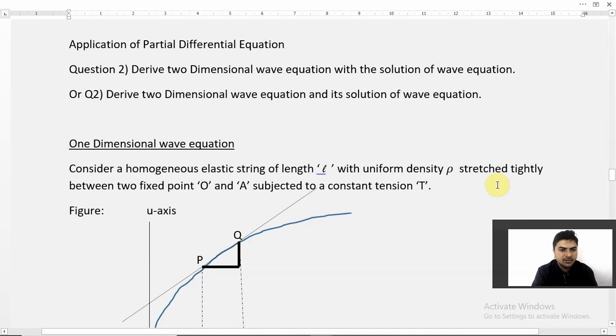Whenever we start deriving wave equations, friends, please be there till the end of the video. I'm going to derive wave equation and its solution. Hardly it will take 15 to 20 minutes to derive, right? Partial differential equation you should know before watching this video.